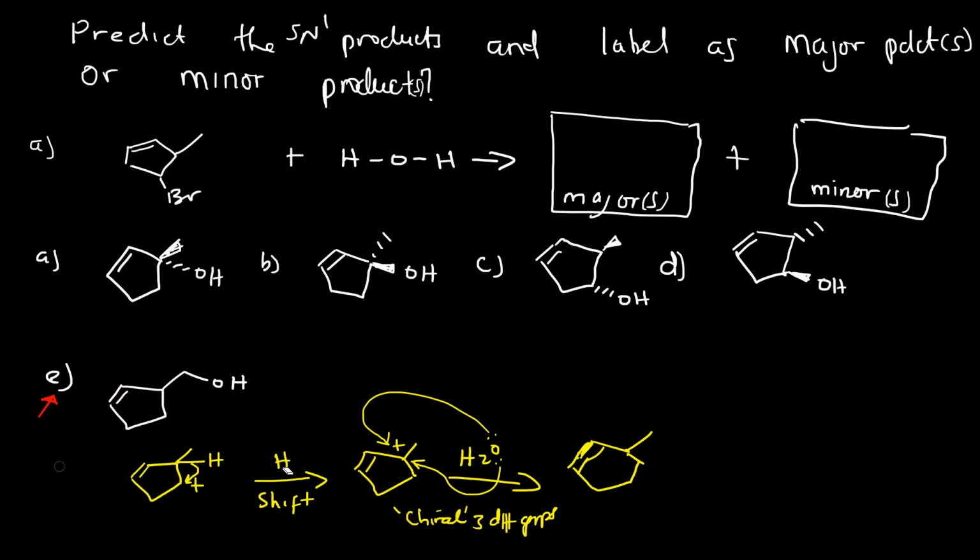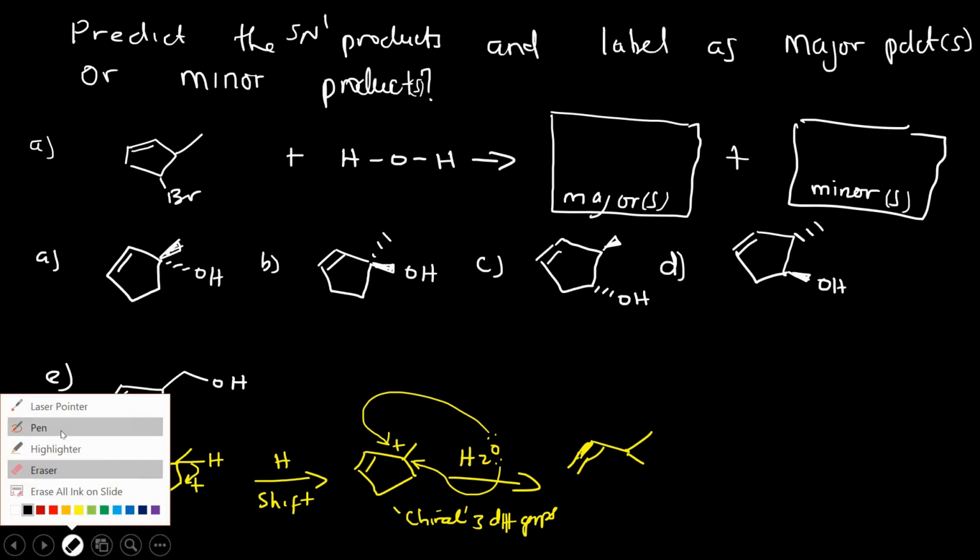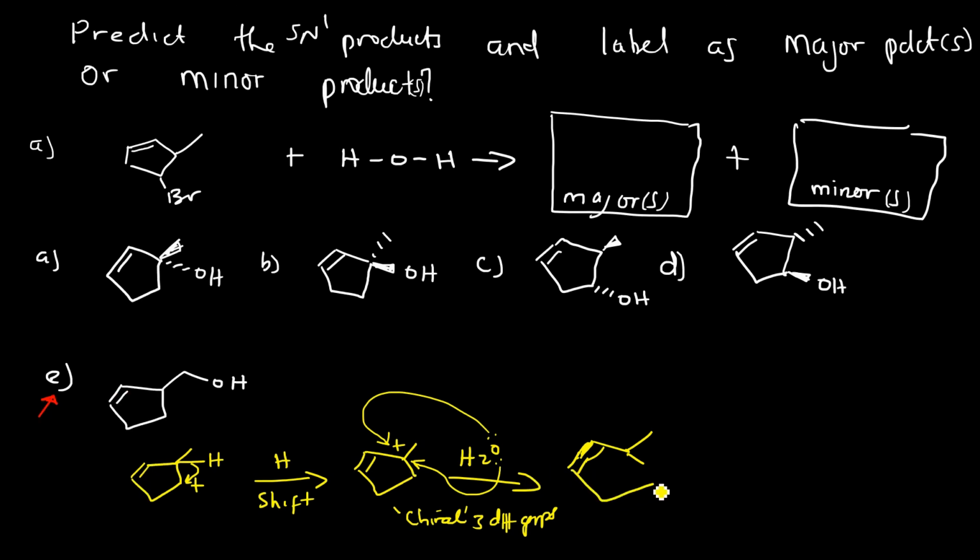Okay, I keep drawing 6-membered rings. I don't know why. We need a 5-membered ring. Okay, so you equally could get, so the smallest group is a methyl. The methyl could be flashed up or down. So this is where the water attacked from below or from away. And then you're gonna get the methyl flashed away if the water attacked from the top.